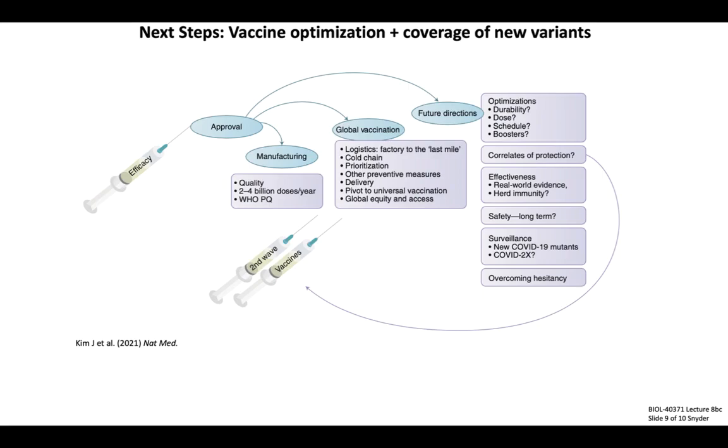I want to end today's talk with an overview of some of the next steps for the SARS-CoV-2 vaccines. Having these first few vaccines approved for emergency usage in adults is a big step towards getting society moving back towards some semblance of normalcy after a very difficult past year. But there's still a lot of work to do on the vaccine front.